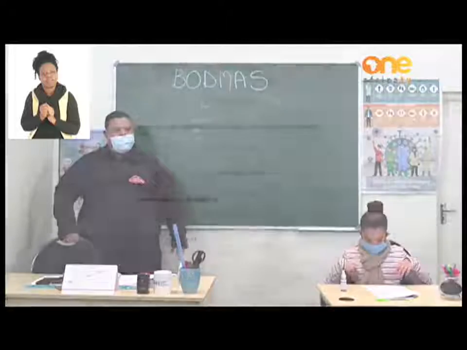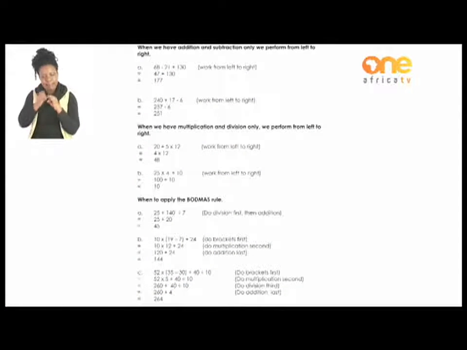Let's go back to page 11, and then we try the last example together. Let's see number C. 52 times, in brackets, 35 minus 30, close brackets, plus 40 divided by 10. So according to BODMAS, we check, do we have any brackets? Yes, we do have a bracket. So we're going to say equals 52 times. Now we do the bracket sum. 35 minus 30 equals 5. And then we're going to add the plus 40 divided by 10.